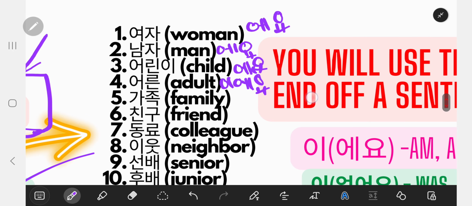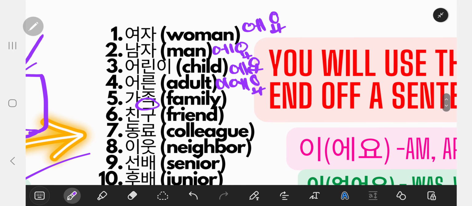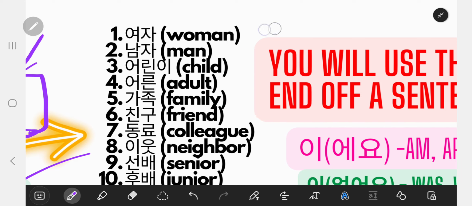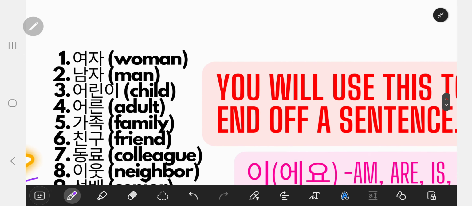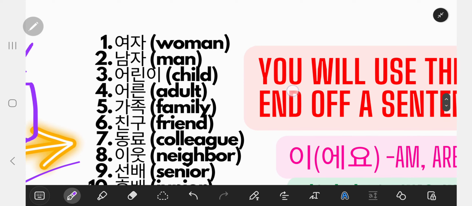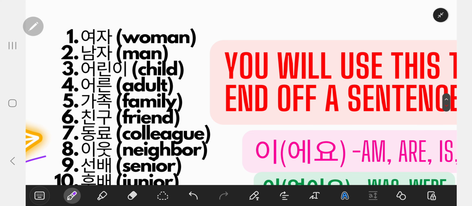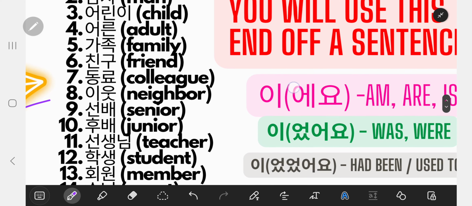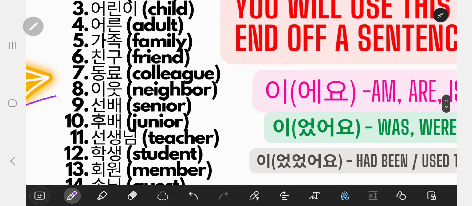Why is that? Because it ends in a consonant sound ending. 가족, consonant sound ending, yes, it is. 이에요. So 여자예요, 남자예요, 어린이에요, 어른이에요, 가족이에요, 친구예요. So in this case, you have to make sure to say 예요. Okay? 남자예요. Okay? So I'm going to test you. And don't worry, it's okay if you get it wrong. Just keep testing yourself until you get it. Ready?